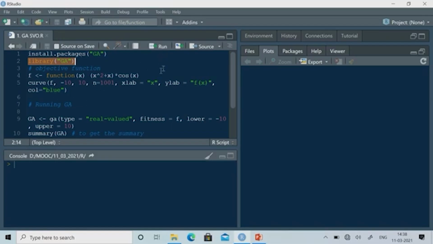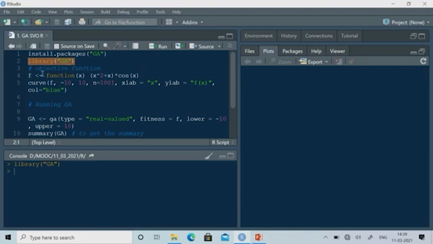So, I will execute it by clicking this run button. I have selected this particular line, and then I am running this one. So, the library is included here now, and next I have to write the function.